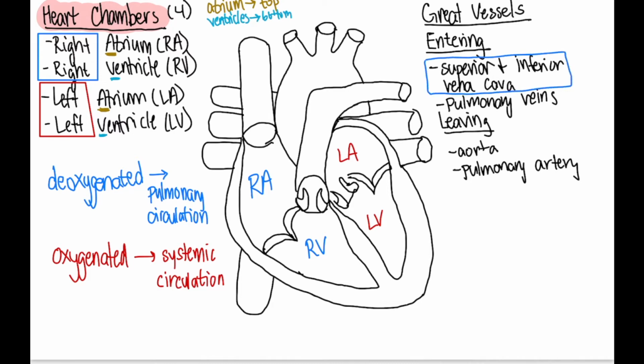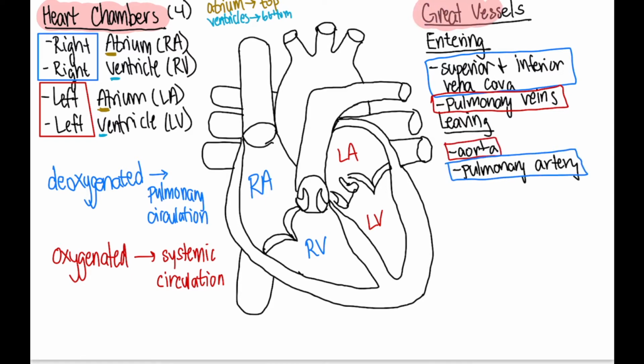So the superior and inferior vena cava is going to be associated with deoxygenated blood, and the pulmonary vein is going to be associated with oxygenated blood. The aorta is associated with oxygenated blood, and the pulmonary artery is associated with deoxygenated blood.